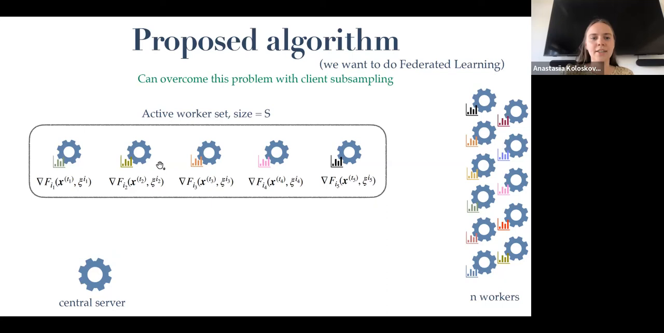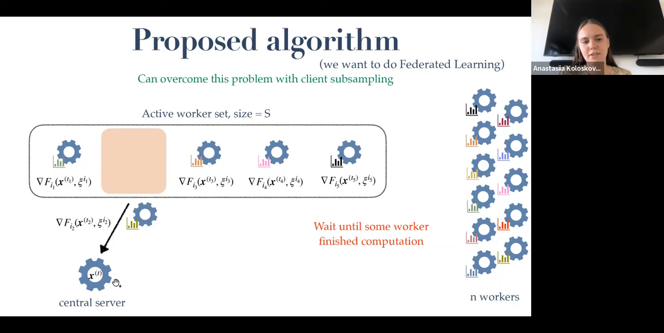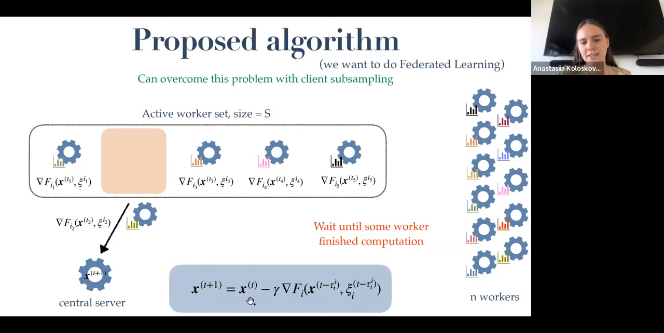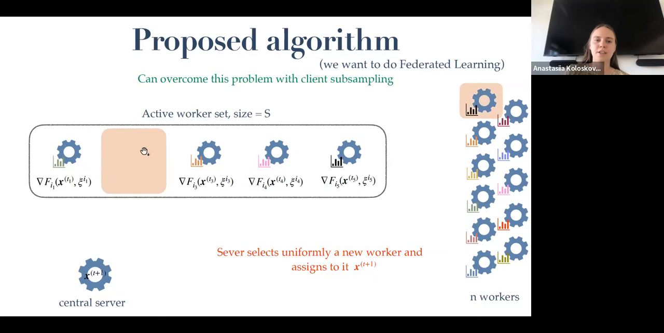And so at the first iteration, we sample S workers, and we start to compute gradients at these points. And the algorithm is very similar. Once, let's say, one node finishes computing, it sends its gradient to the central server. And the central server applies this gradient to its iterate. So it's all the same. And now, for this spot, we sample uniformly out of the pool of all workers a new worker. And it could be the same as the worker which is already busy here.